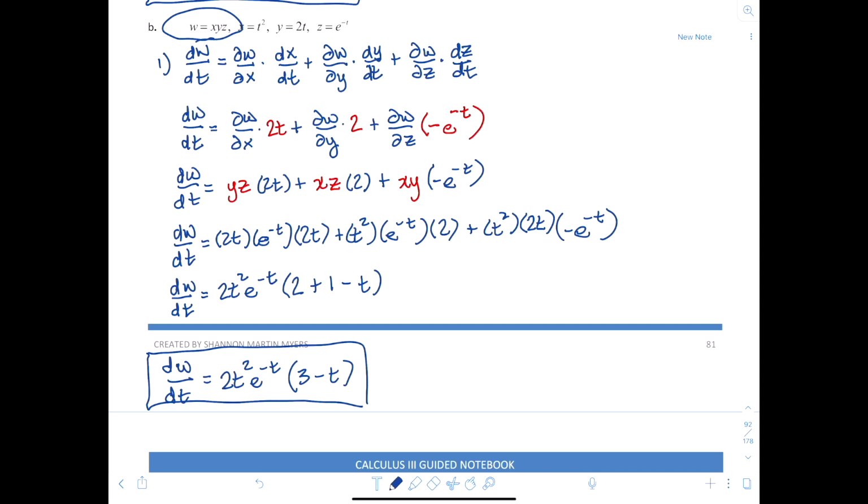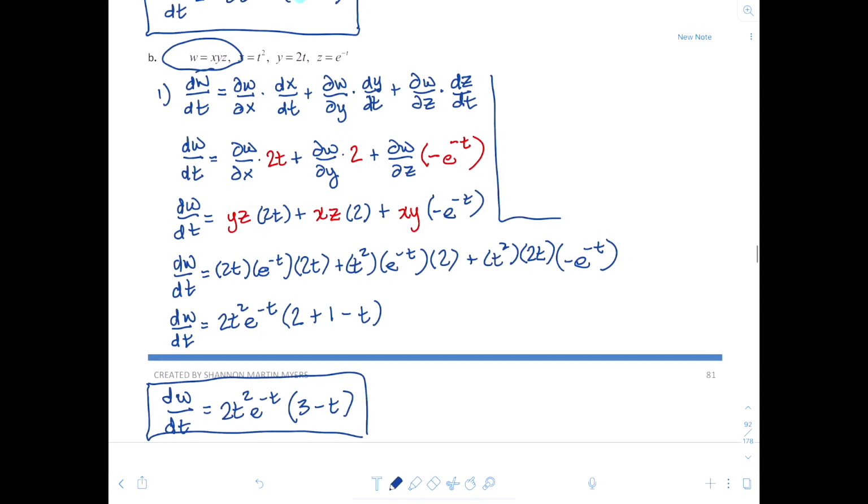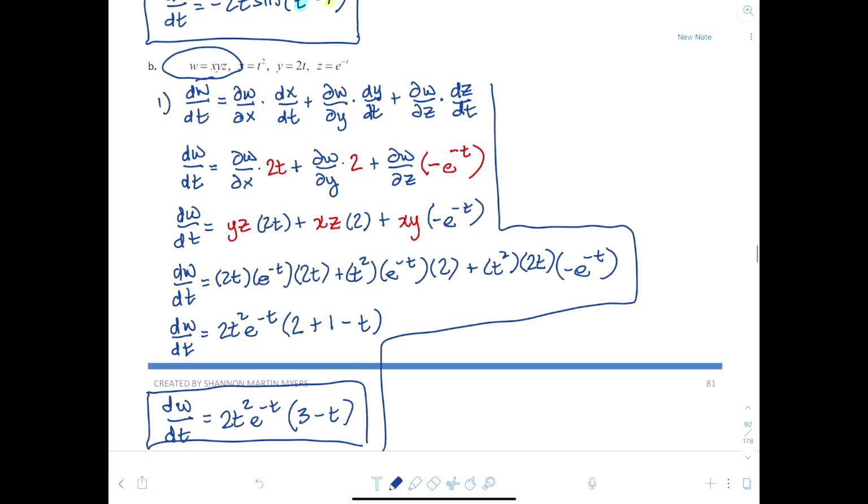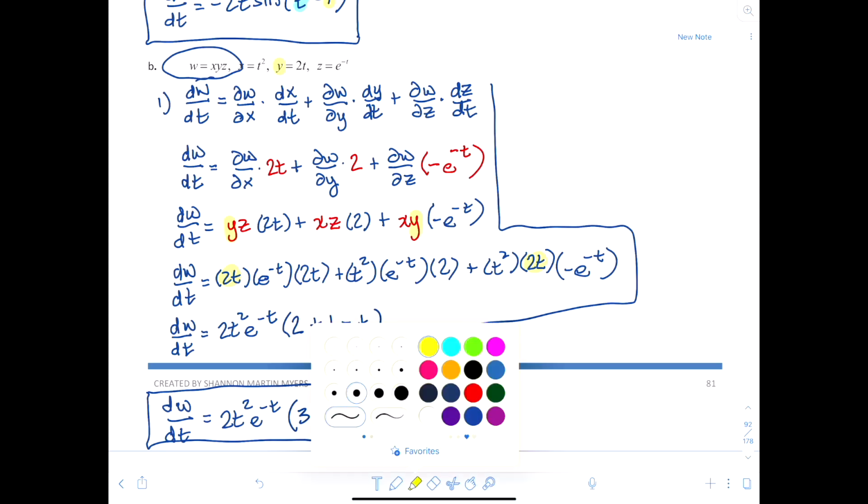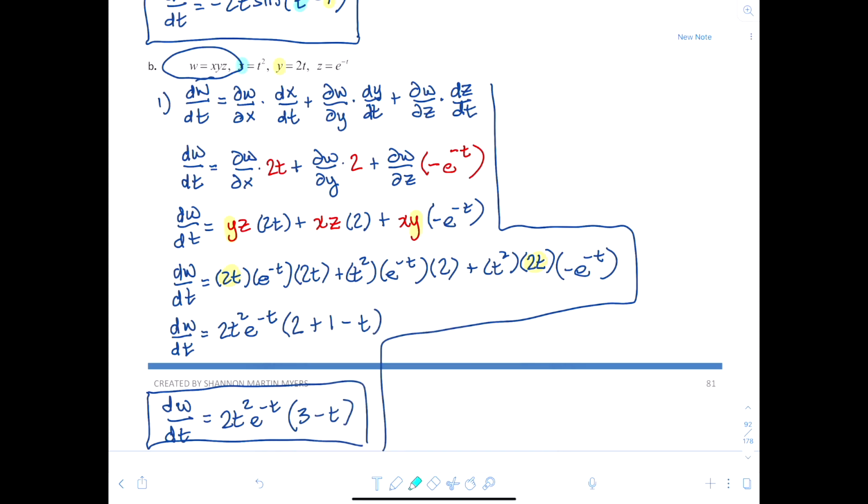Alrighty. So now doing it the old way, let's see what'll happen. And actually, just so you can see how we got everything over here. And then our x was t squared.